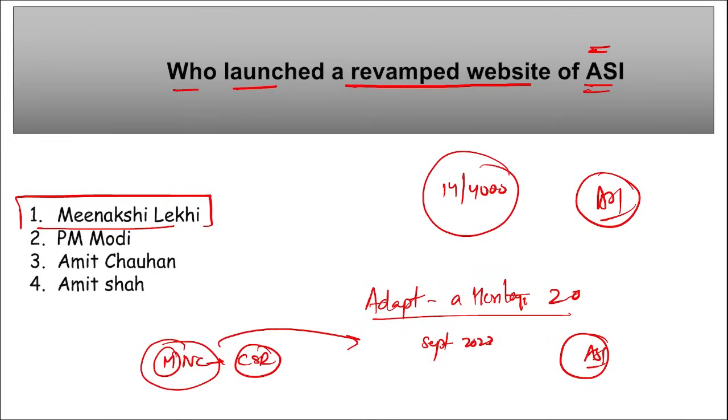Then if we talk about ASI, who is the Director General of ASI? Yadubir Singh Rawat, headquarters is in New Delhi. It was established in 1861. And as we just saw, Meenakshi Lekhi has launched this revamped website of this ASI.